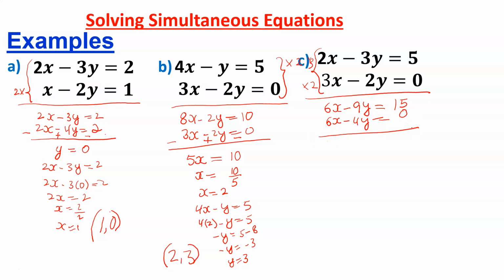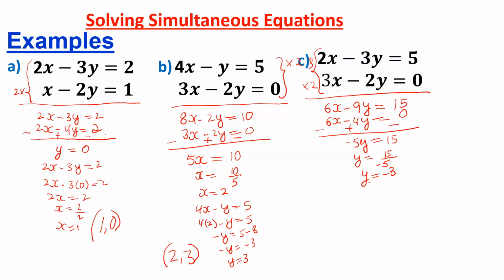If you underline it, x is the same, so you need to take away the equations from each other. That's what you need to do. 6x take away 6x, that's gone. Minus 9y take away 4y, that gives you minus 5y, and that gives you 15. And finally, your y is 15 divided by minus 5. If you divide by a negative number, you get a negative answer, so that gives you minus 3.